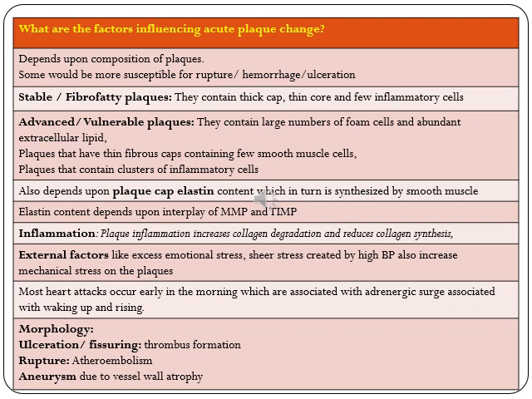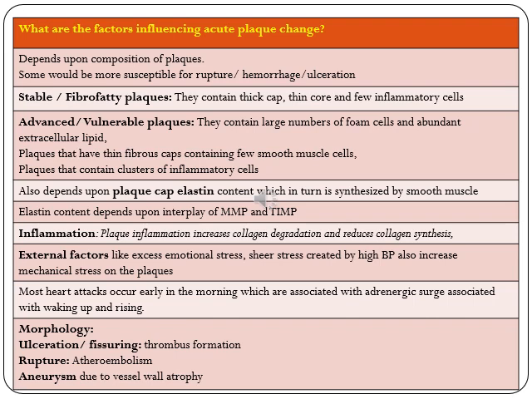Some plaques will be more susceptible to acute plaque change, that is, they are more susceptible to rupture, hemorrhage or ulceration. Depending upon whether they are more or less susceptible, they are divided into two types. One is the stable type of atheromatous plaque, and the second is the advanced plaque or vulnerable type of plaque. Stable plaques are also called fibrofatty plaques.